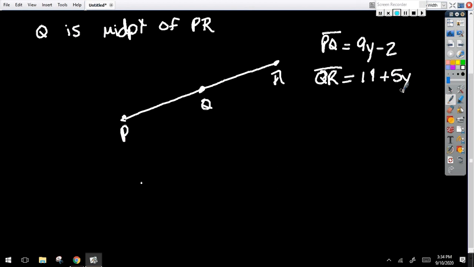I don't know why I'm struggling here. All right. Because Q is a midpoint, that means by definition that these two segments are the same distance, right? So if they're the same distance, let's just set these two things equal. Let's say 9y minus 2 is equal to 14 plus 5y. And let's solve this for y. I'm going to subtract the 5y.